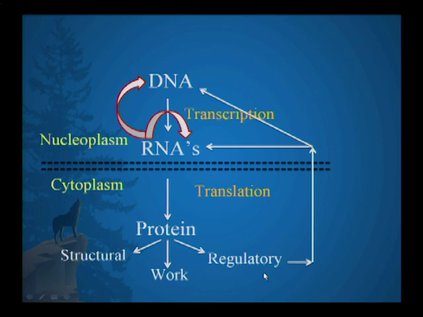So again, as we look at this information, the information is in the DNA. Complements are made of RNA because those can get to the cytoplasm, and that's where proteins will be generated that, again, make up the structure of the cell, do the work of the cell or organism, or regulate and determine which genes function and which genes don't.